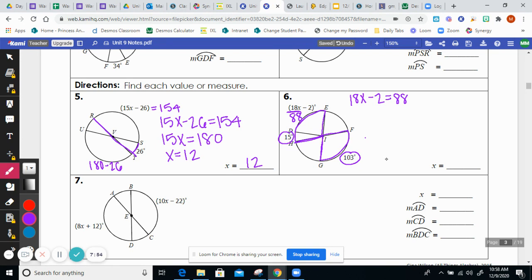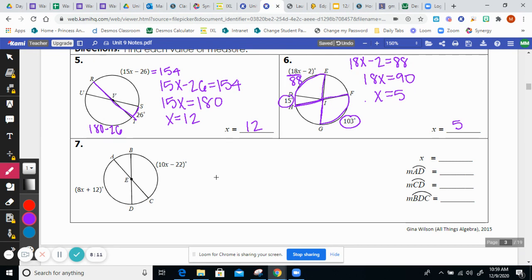I add 2 to both sides, and I get 18x equals 90, and then I divide both sides by 18, and I get that x equals 5. All right, so number 7 would just be the same thing. The only thing you would do is plug in the measures for each of those, and we will save that one to go over in class.